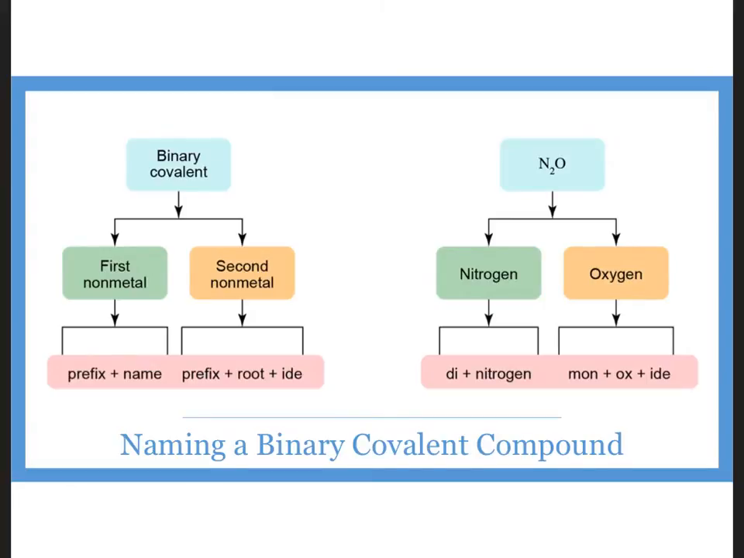Here's the first piece of our nomenclature decision tree we'll be building in Chapter 3. The first nonmetal in the formula gets a prefix for any subscript greater than 1. The second element gets a prefix, but we also drop the original ending and replace it with -ide, I-D-E. Following this example, we see N2O becomes dinitrogen monoxide. Let's work through some examples.